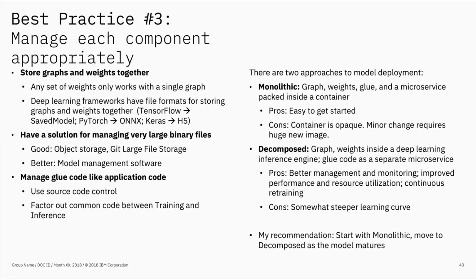Particularly later in the life cycle of a model, when you're making a lot of changes to the glue code, you don't want to be respinning an opaque 500 megabyte container every time that you change one line of code. So it's better later on in the life cycle to move to what I call a decomposed approach to deploying the model. That's where you take the graph and the weights, which remember you're putting into one file, and you deploy them separately to a system that is dedicated to model management.